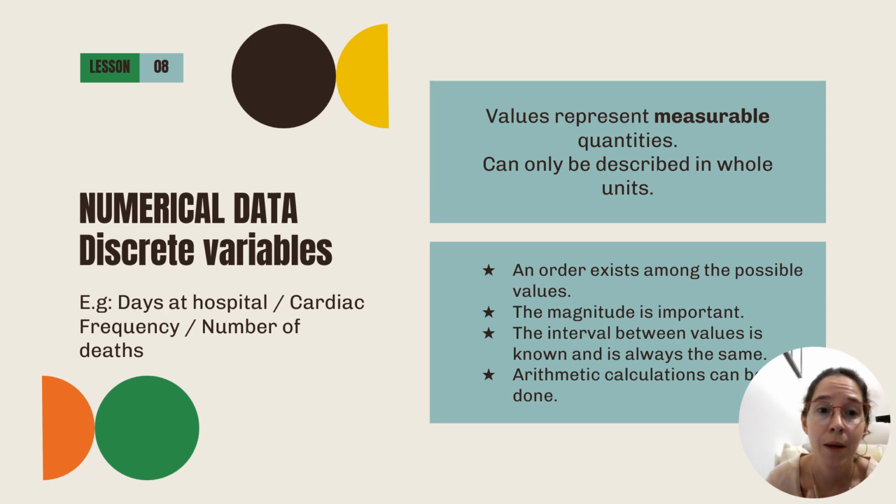Arithmetic rules can be applied to discrete data. And while discrete data have no decimal places, once arithmetic operations are performed, for example, if you perform a ratio or an average, then the result might not necessarily be discrete anymore.